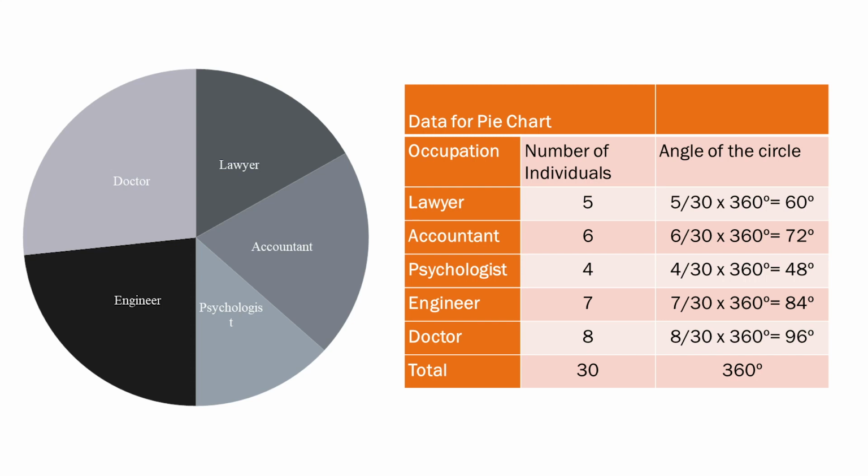To counter-check, the addition of all these angles should be 360. That is 60 plus 72 plus 48 plus 84 plus 96, which equals 360. This is how we can check whether the angles have been calculated properly or not.